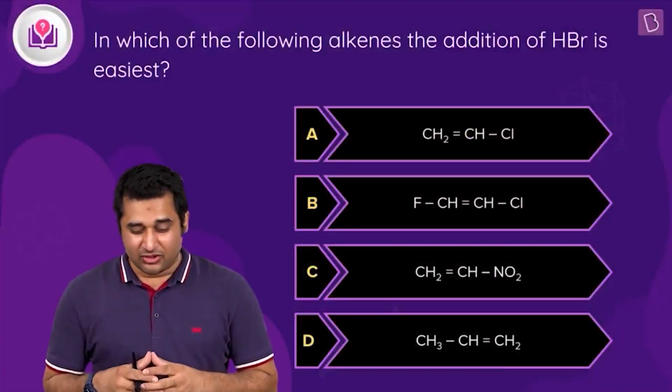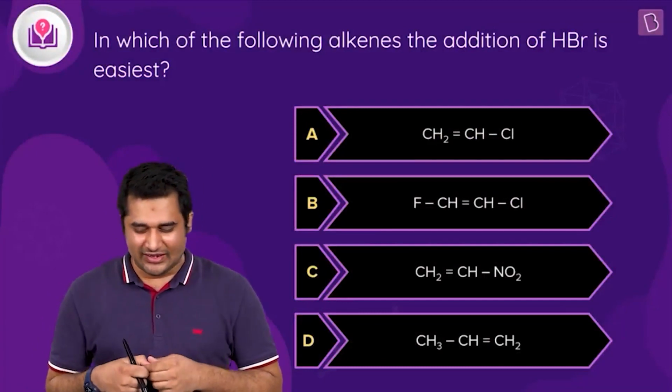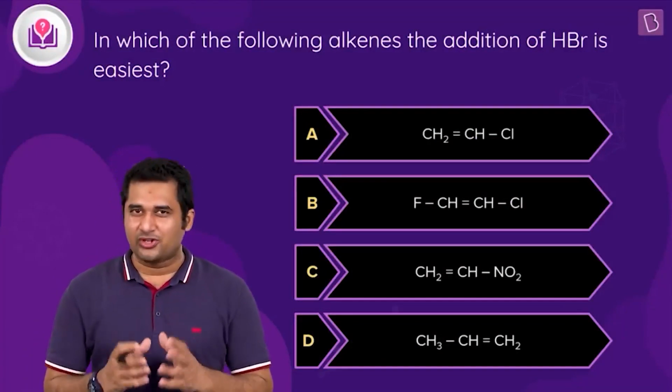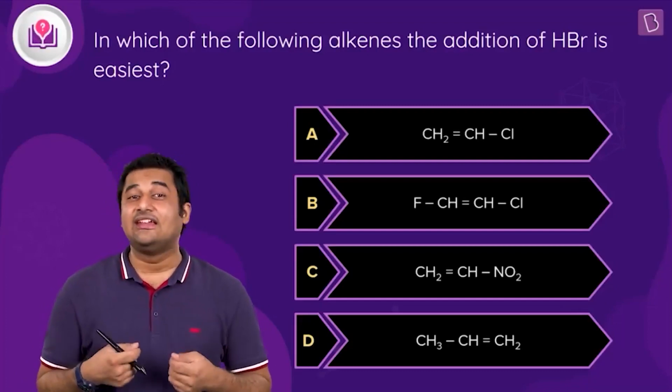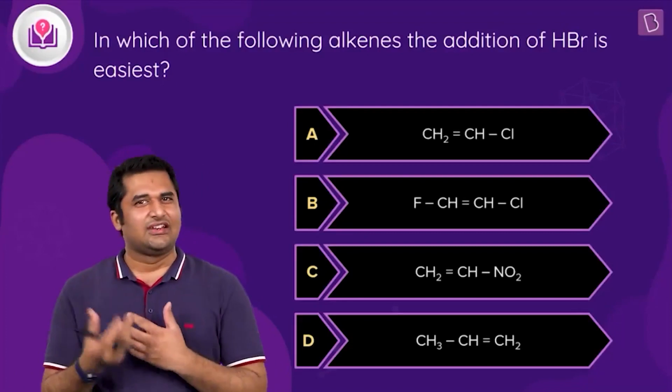And the question is, in which of the following alkenes is the addition of HBr easiest? So we have to look for the options, and we have to figure out the alkene wherein HBr will easily get attached, or it will easily react.